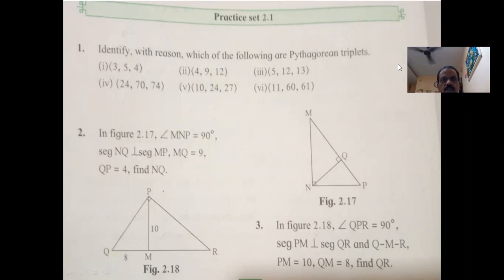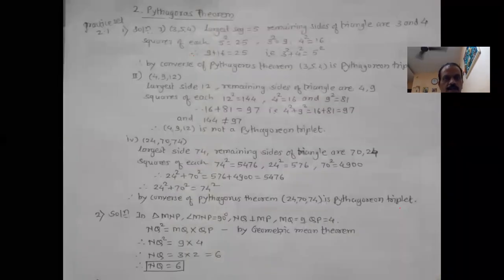We see the Pythagoras theorem, in which we solve practice set 2.1. The first example asks us to identify with reason which of the following are Pythagorean triplets. The first example is the three numbers 3, 5 and 4. Now we solve this like this.